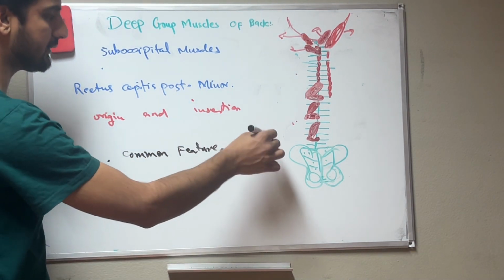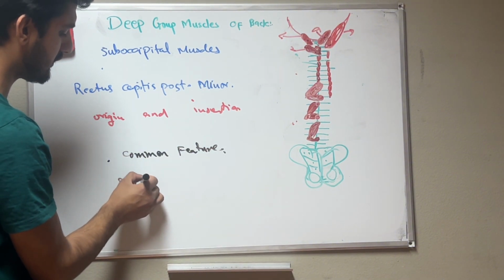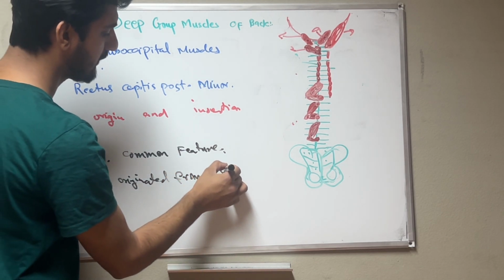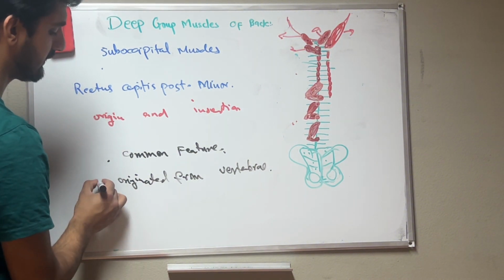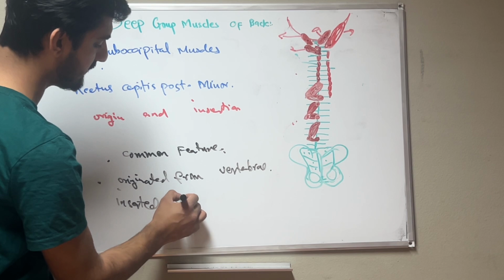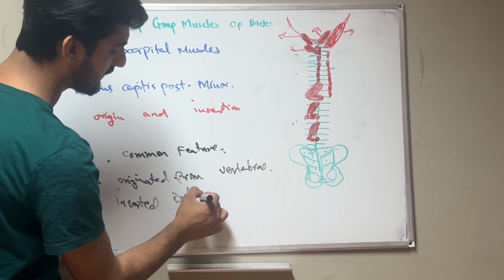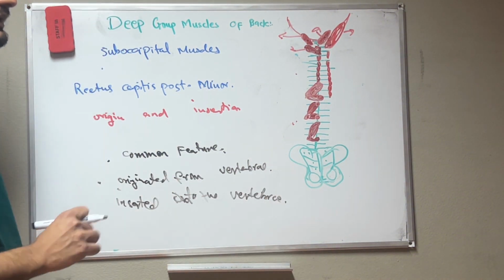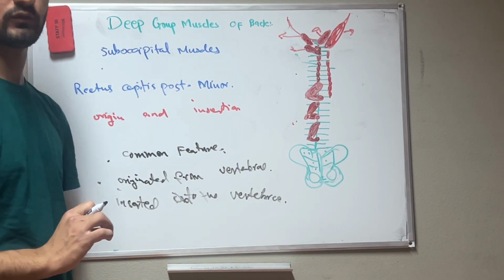Okay, all these deep muscles are originated from the vertebra and inserted into the vertebra, or inserted on the vertebra. Understand, this is the common feature. These muscles originate from the vertebra and are also inserted to the vertebra, okay.